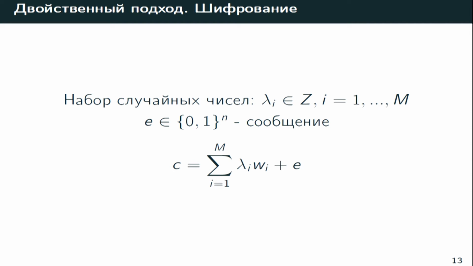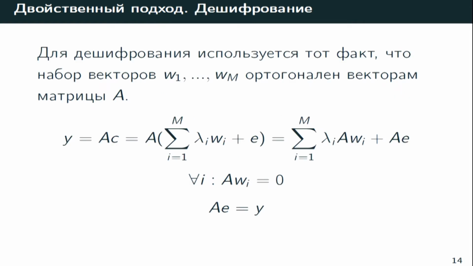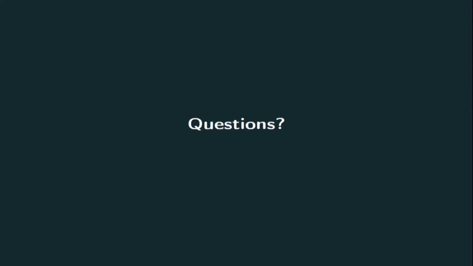We require to generate linear combinations of the vectors where we sum up the binaries. By multiplying the matrix, we have zero vectors, so we end up having the same system, AE equals Y. That's my presentation. I'm done. Your questions?